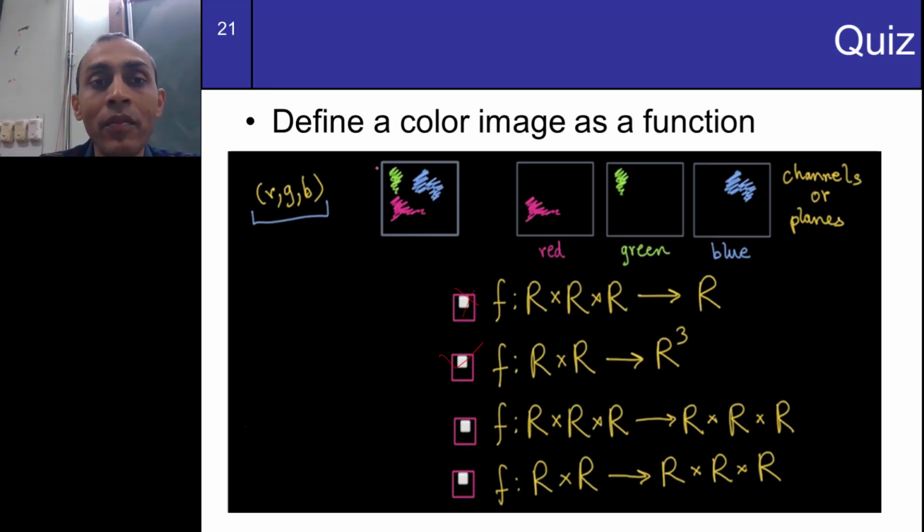So the domain is basically divided into x and y locations, isn't it? So the domain set will have x comma y values. That's why we'll have two sets here, R cross R, and the range will have three values, red, green, and blue. So we have R cube here, and the other way to write this is R cross R cross R. So both the second and fourth options are equivalent ways to write it.